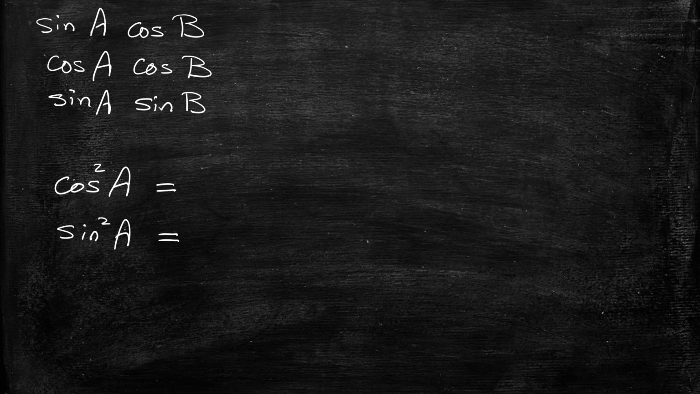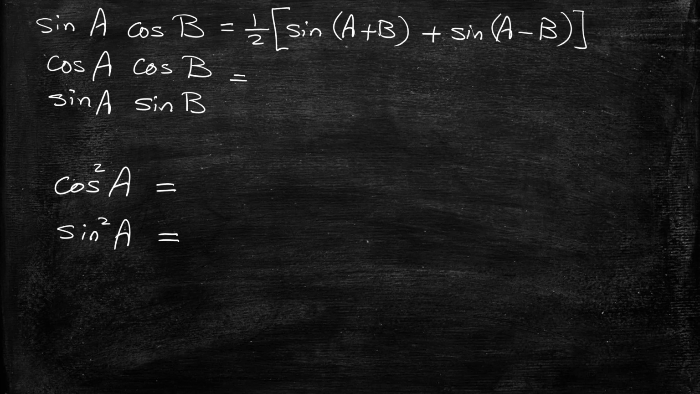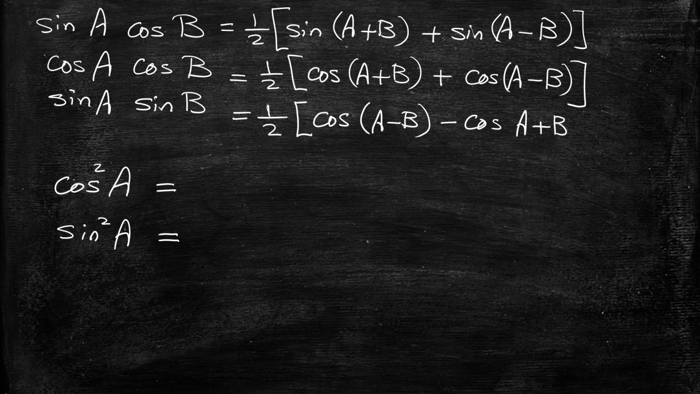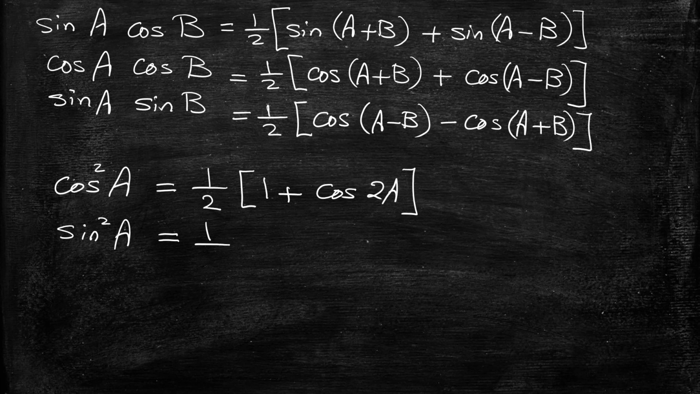So if we have sine A cosine B, this was half sine A plus B plus sine A minus B. If both are cosines, it will be half cosine A plus B plus cosine A minus B. And if we have both sines, it will be half cosine the difference minus cosine the sum. If we have cosine squared, this is nothing but half 1 plus cosine of double the angle. And if we have sine squared, it's nothing but half, instead of 1 plus, 1 minus cosine double the angle.